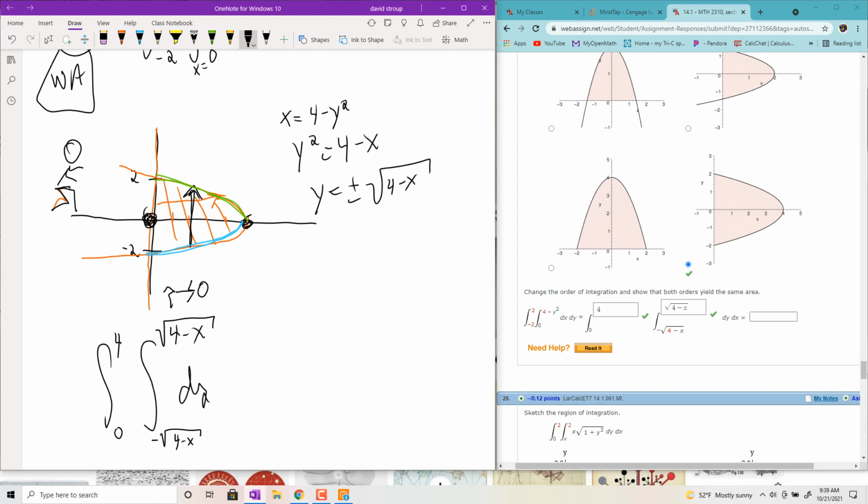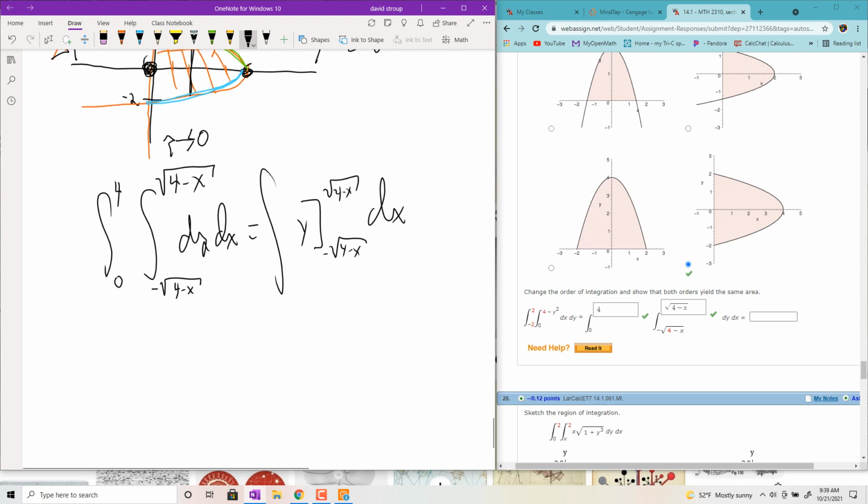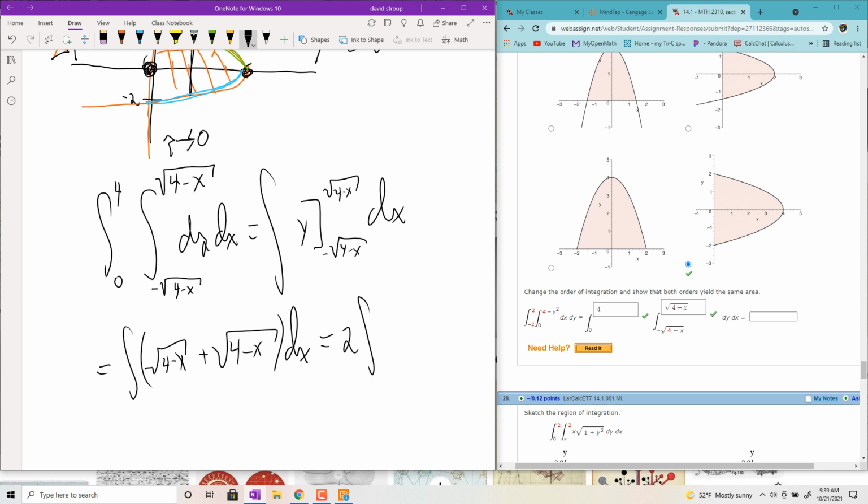So dy dx. Okay, so the inner integral is going to be y evaluated from negative square root 4 minus x to square root 4 minus x, dx. Substitute in the limits, so you're going to end up with square root 4 minus x minus negative square root 4 minus x, which will be plus square root 4 minus x, dx. So I give you 2 of those. You can factor out the 2, and then you have square root 4 minus x dx.